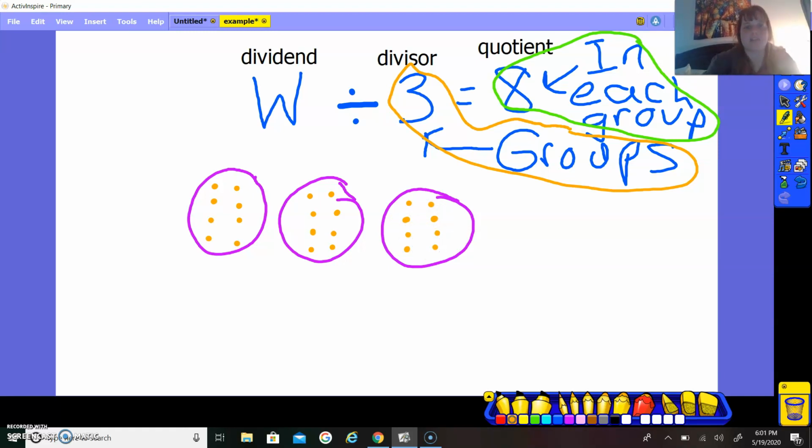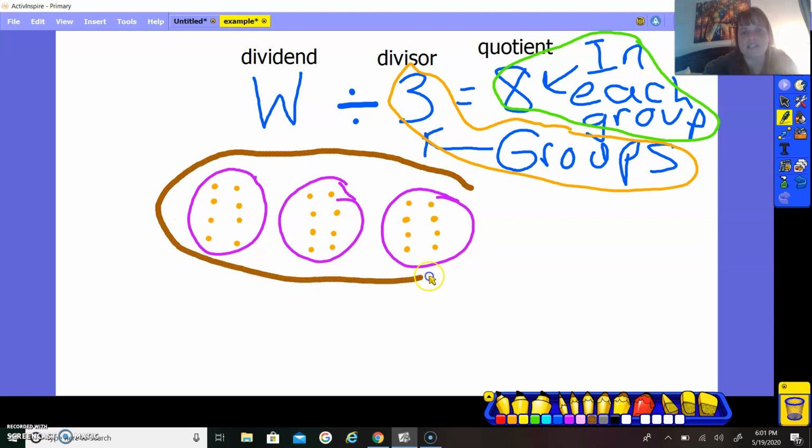So I have my 3 groups. There's 8 in each group, and the dividend is how many we divvied out, how many there are all together. So I have to count all of these together to figure out what my dividend is. So it's up to you how you want to count these out.